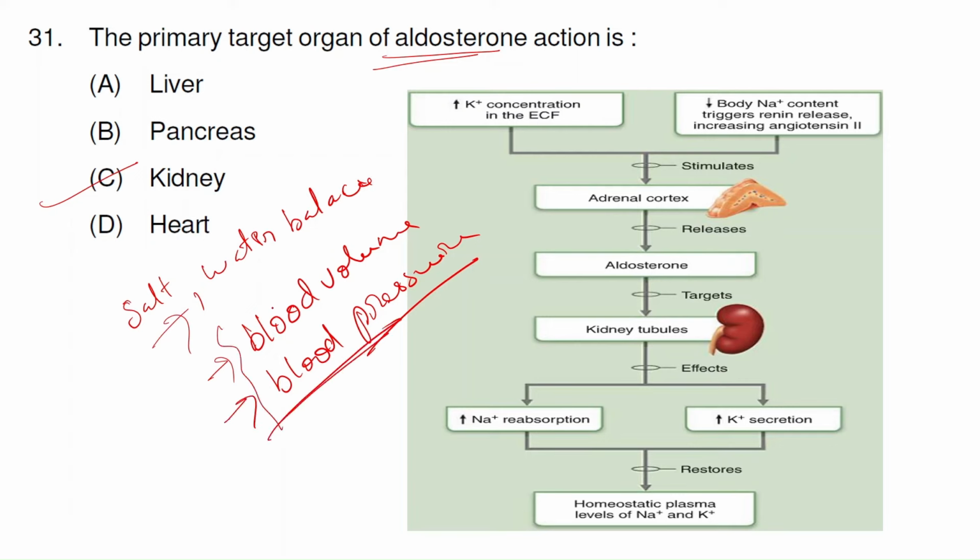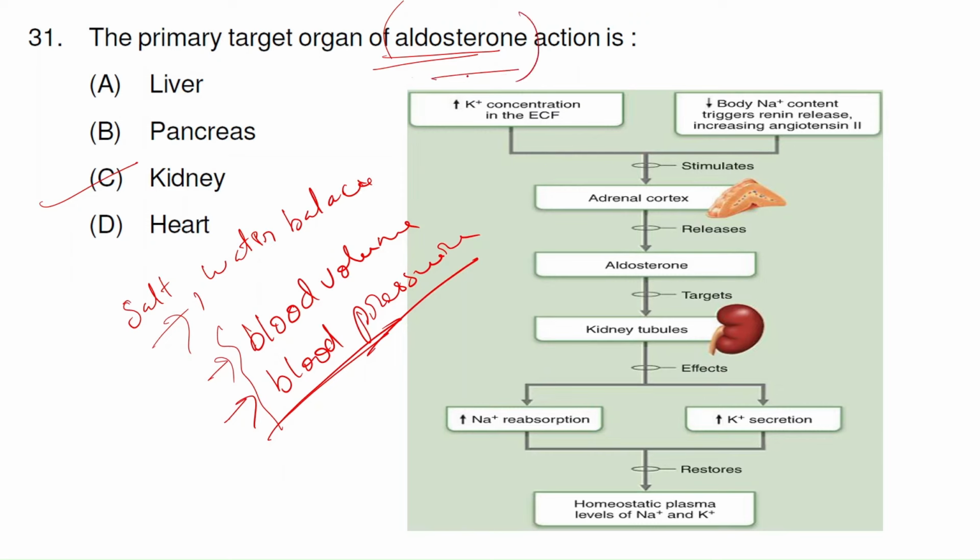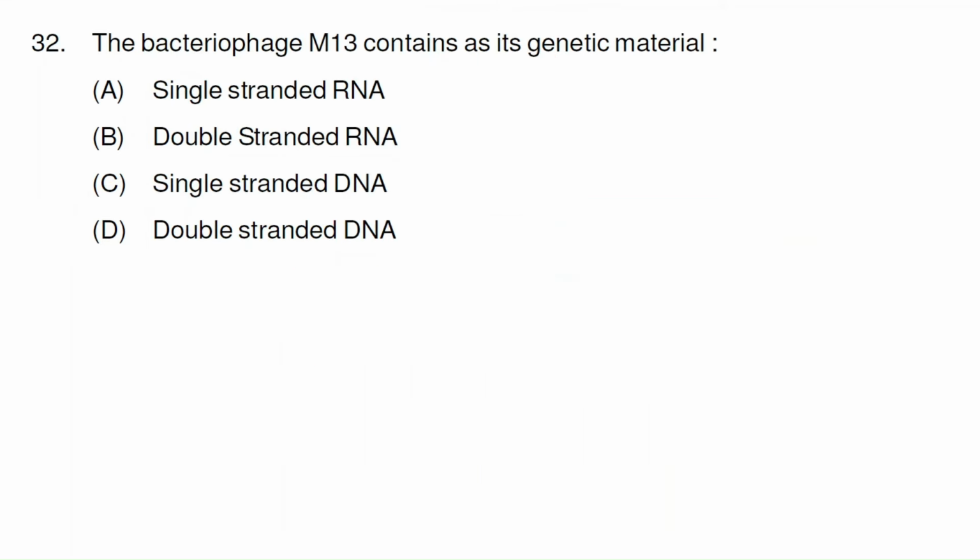And for these actions, what is needed? Aldosterone is needed, and the action site for aldosterone is the kidneys. What it does is increase sodium reabsorption and potassium secretion. Next, question number 32. The bacteriophage M13 contains as its genetic material what? It will be single-stranded DNA.